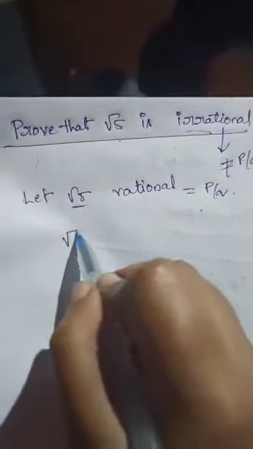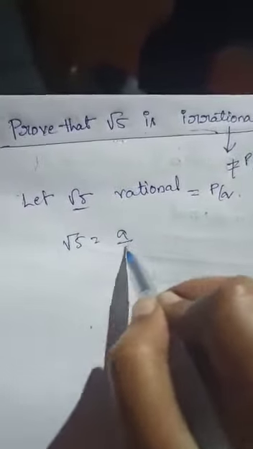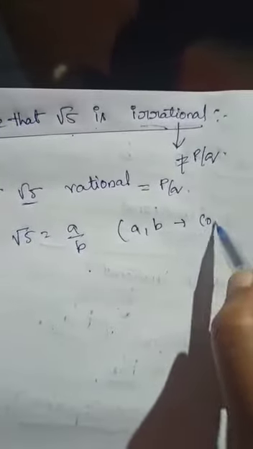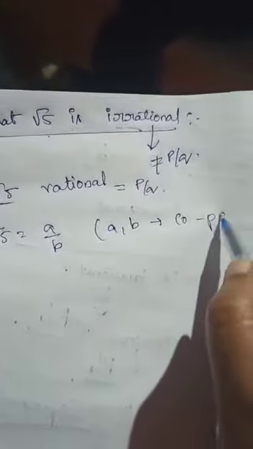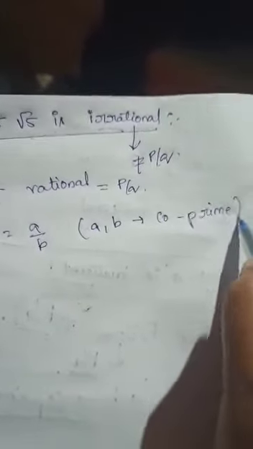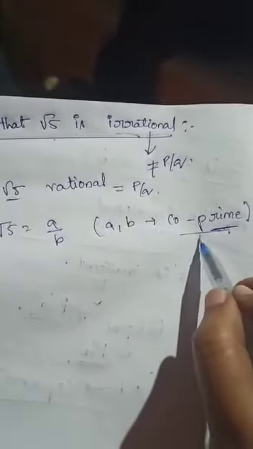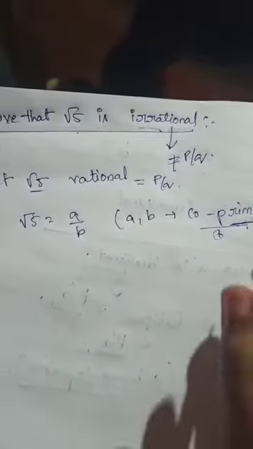So root 5 equals a by b. Let a and b be co-primes. Here a and b are co-primes, which means they have only 1 as a common factor.